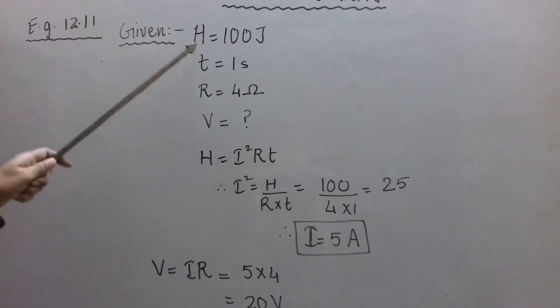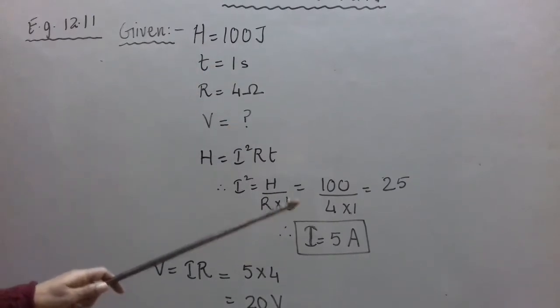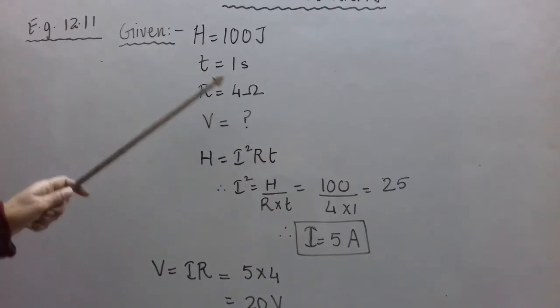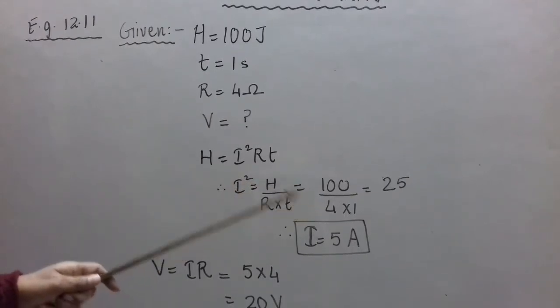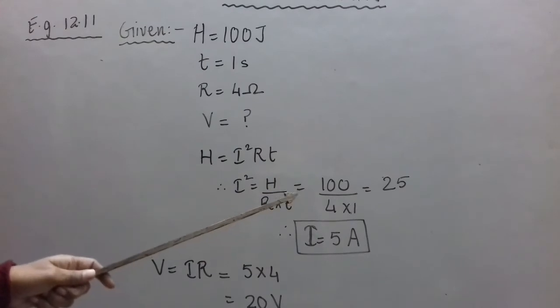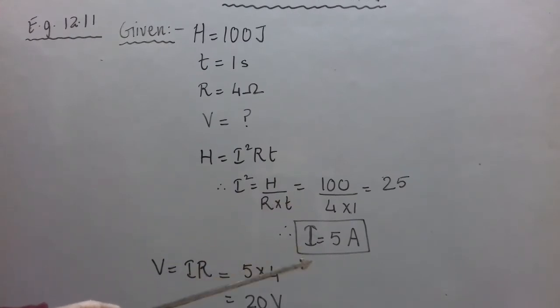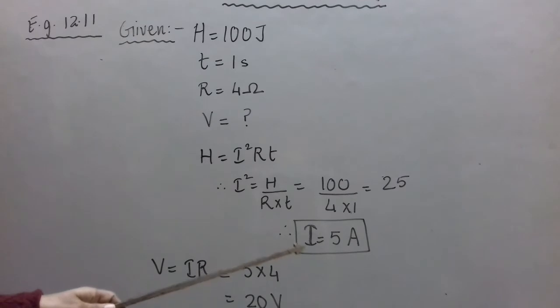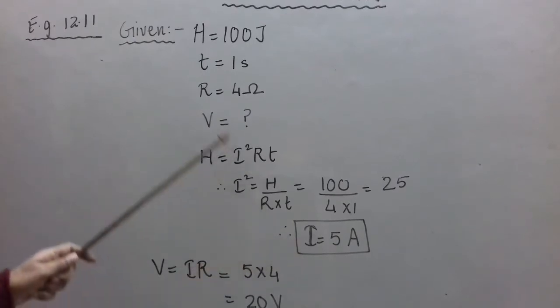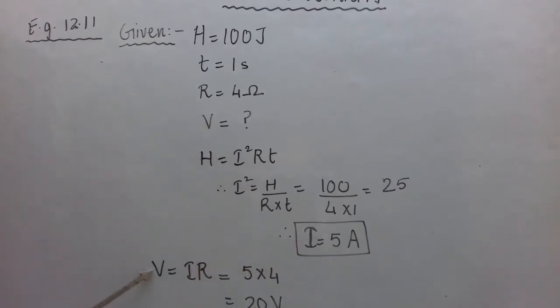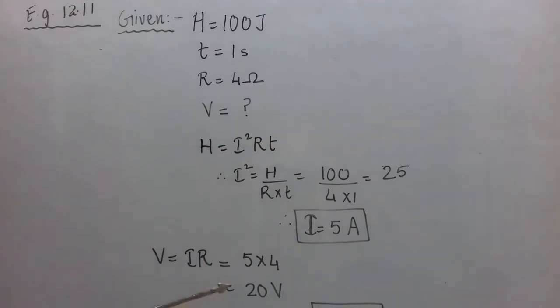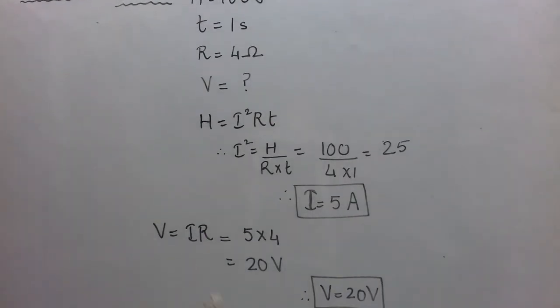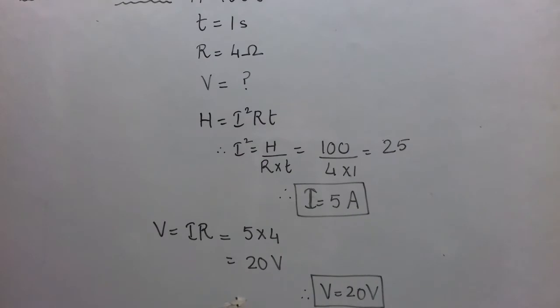Put the value of H as 100 joules and R and T as given here. So 4 into 1 in the denominator. So after doing calculation, I square is 25 and I is square root of 25. So I is 5 ampere. Current we have found, it is 5 ampere. But we are supposed to find out potential difference. So V is equal to IR is equal to 5 into 4, 20 volts. So potential difference V is 20 volts. This is our final answer.